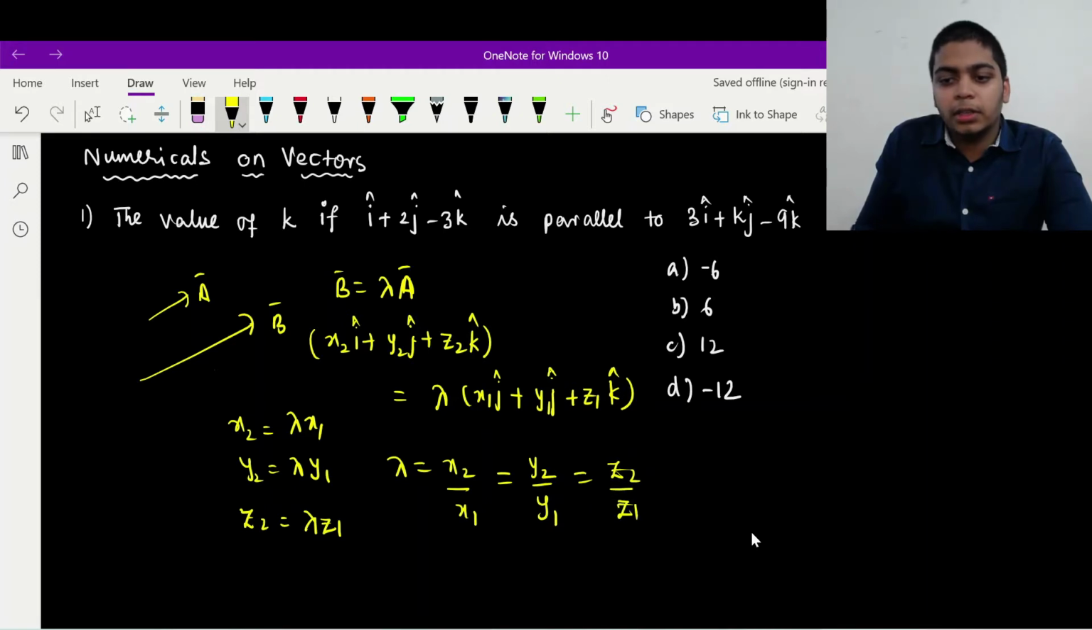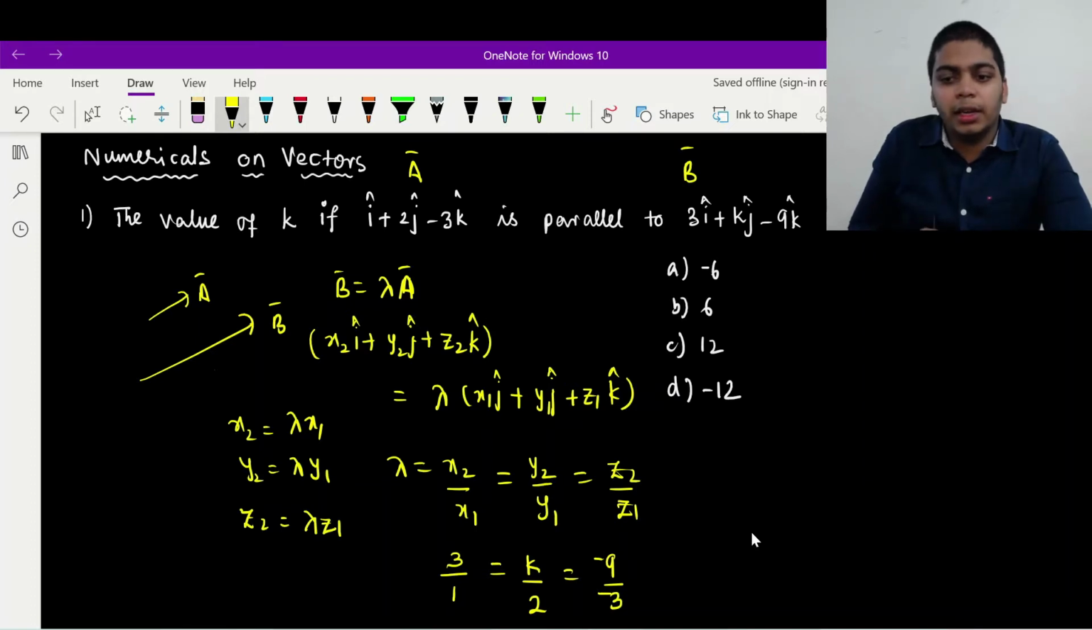Now start equating these coefficients from your vectors. Let's say this is your vector a bar and this is your vector b bar. So x2 is nothing but 3 and x1 is nothing but 1, the coefficients of i cap in b bar and a bar. Your y2 is nothing but k, and your y1 is 2, and your z2 is minus 9, and your z1 is minus 3.